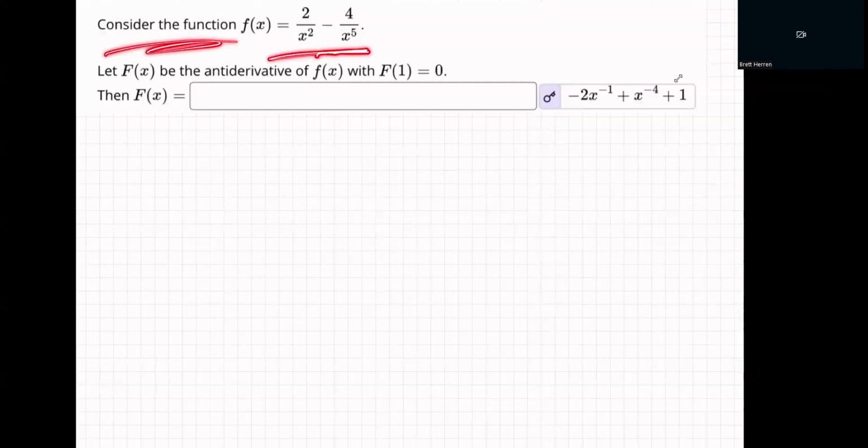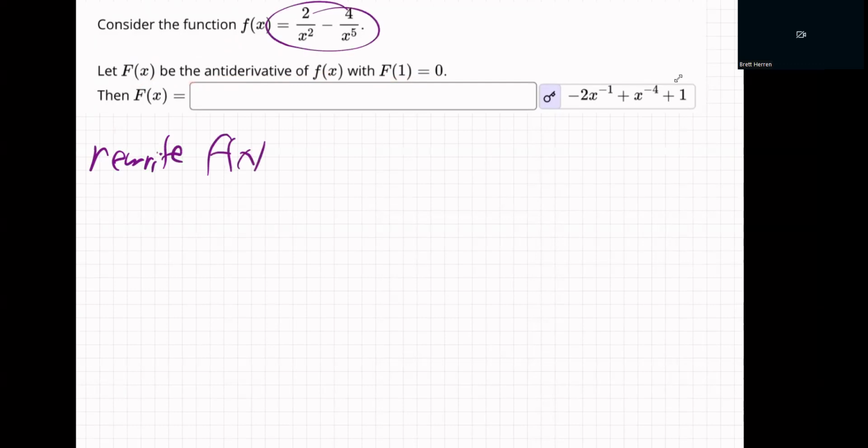Consider this function. Let capital F be the antiderivative, with capital F of 1 equal to 0. Find capital F. Okay, so let's first rewrite little f of x, this function right here.